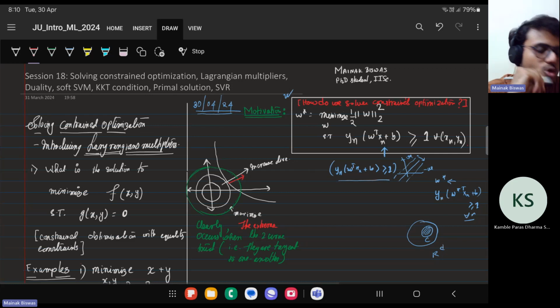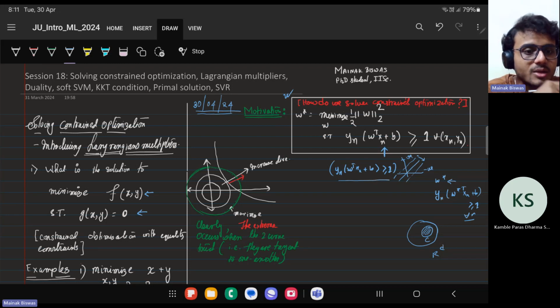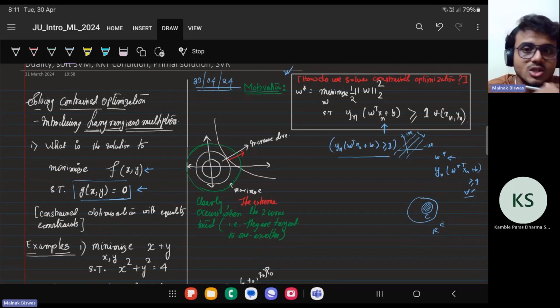So first, how do you solve a constraint optimization problem? Say you have a function f of x, y, and you have a constraint g of x, y equal to 0. We are first going to consider an equality constraint, that is, another function g of x, y that is 0 for these x, y. What is the maximum value that f can take given that this constraint holds? That is, along this equation g of x, y equal to 0, what is the maximum value of f?